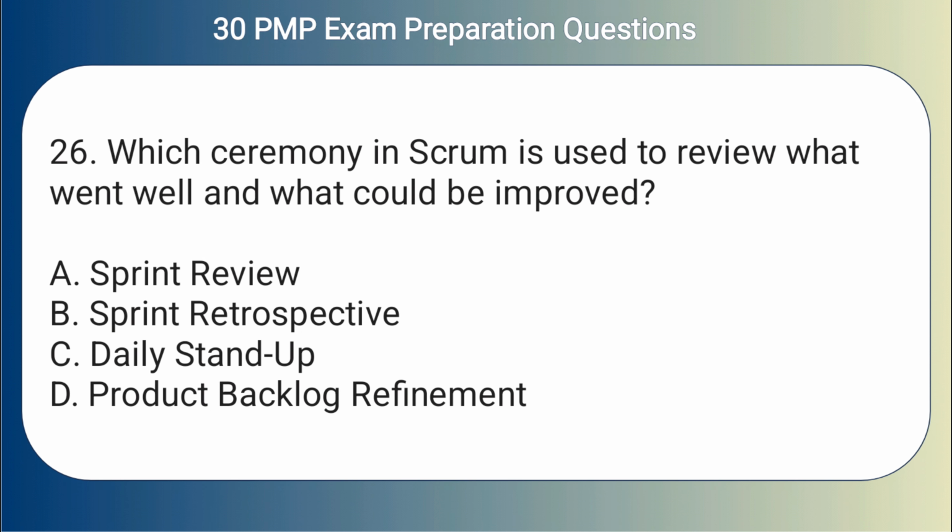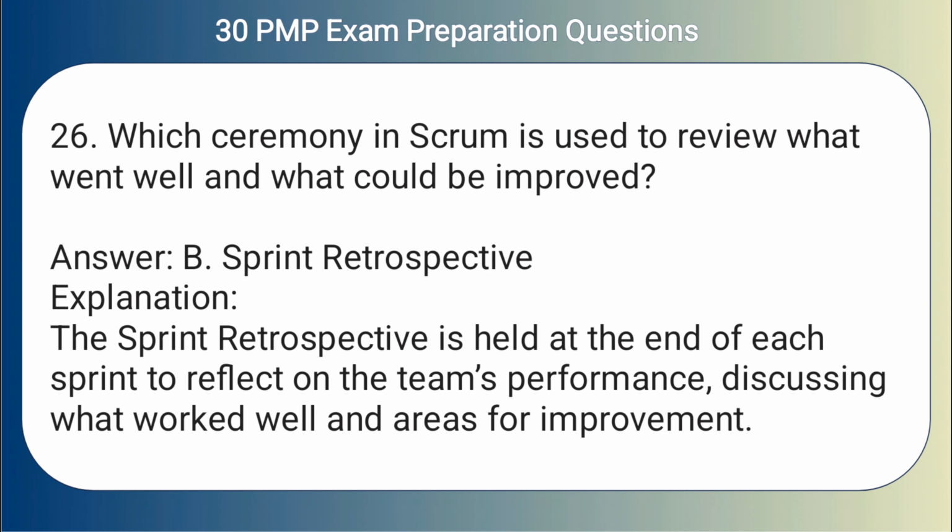Question 26. Which ceremony in Scrum is used to review what went well and what could be improved? A. Sprint review. B. Sprint retrospective. C. Daily stand-up. D. Product backlog refinement. Answer: B. Sprint retrospective. Explanation: the sprint retrospective is held at the end of each sprint to reflect on the team's performance, discussing what worked well and areas for improvement.